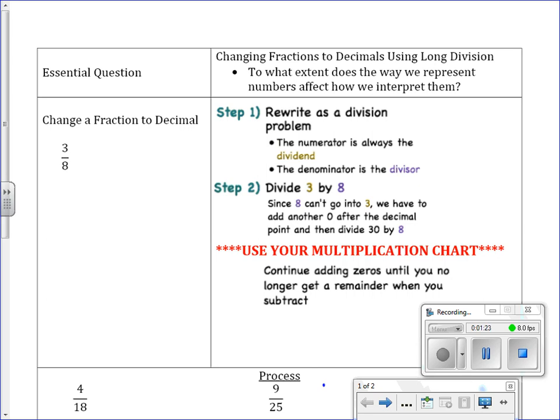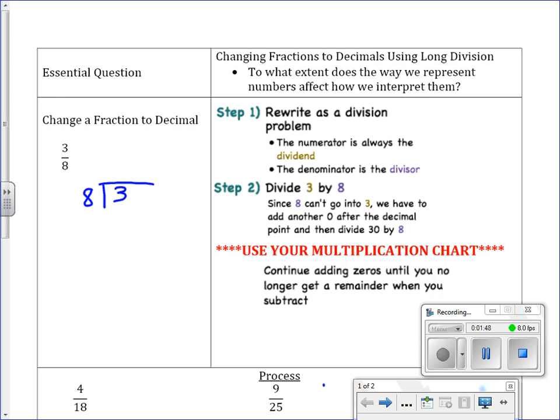So the first thing, again, it says rewrite as a division problem. The numerator is always the dividend. The denominator is always the divisor. So what we're going to say is 3 divided by 8. Okay, 3 is the dividend, 8 is the divisor. That means we're trying to divide 8 into 3. So as step 2 says, divide 3 by 8.